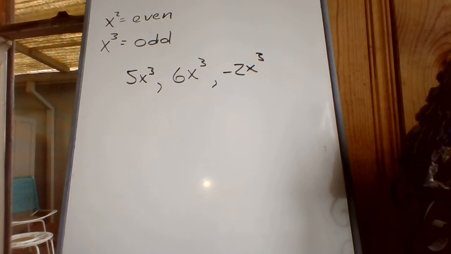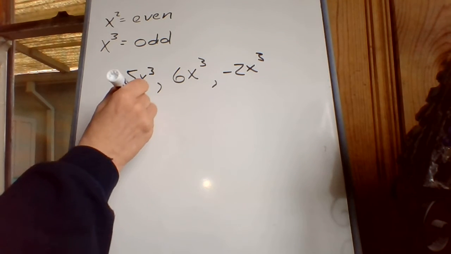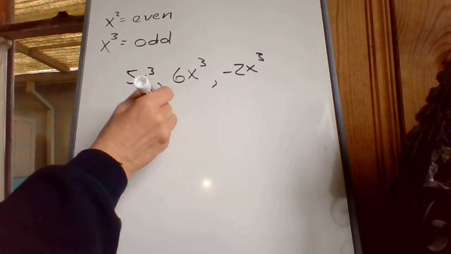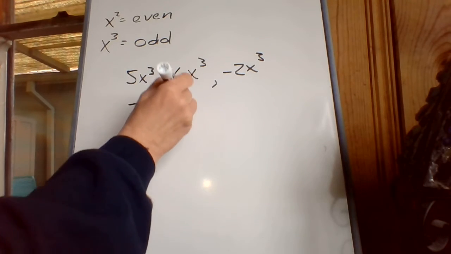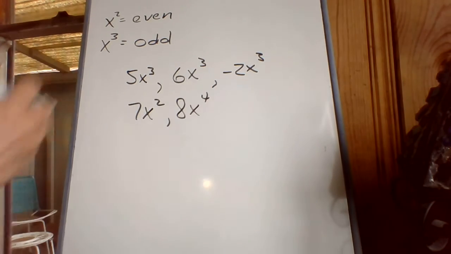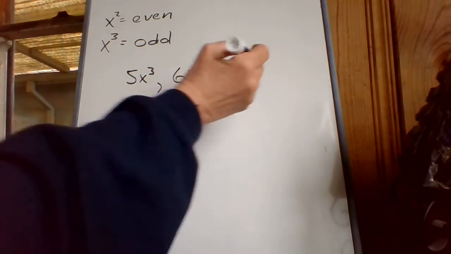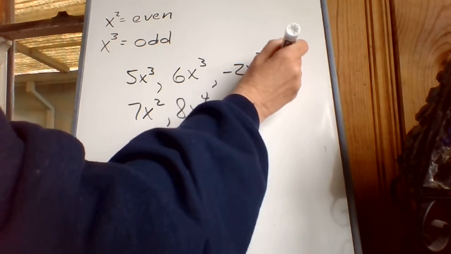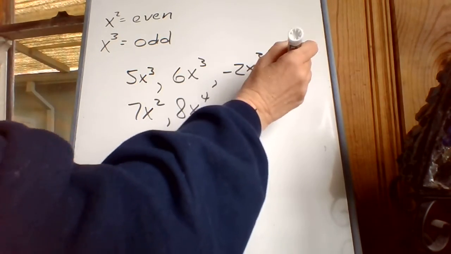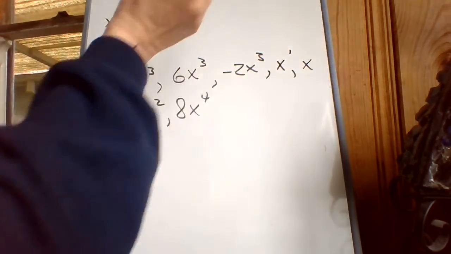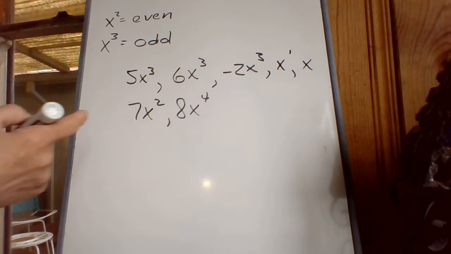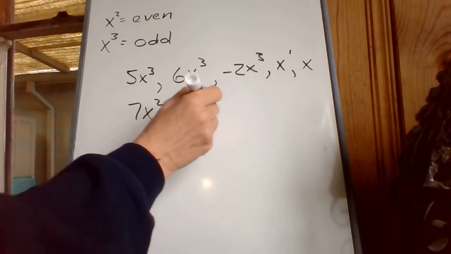Okay, same thing with squared. So 7x squared would be even. Or 8x to the 4th. It doesn't have to be 2's and 3's. Any even power, you're going to call it even. Any odd power, you're going to call it odd. And, let's see, x to the 1 power, we don't usually write x to the 1, we usually just write x. It's to the 1 power, so that's going to count as odd.